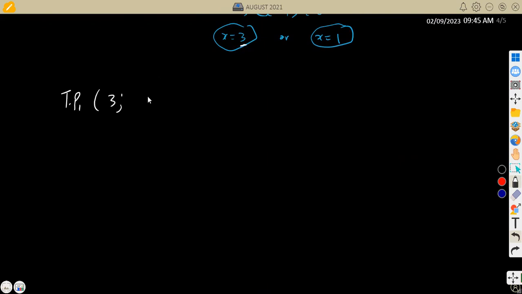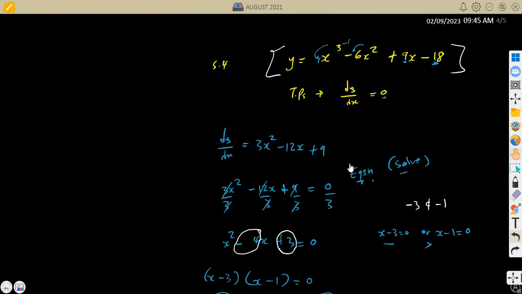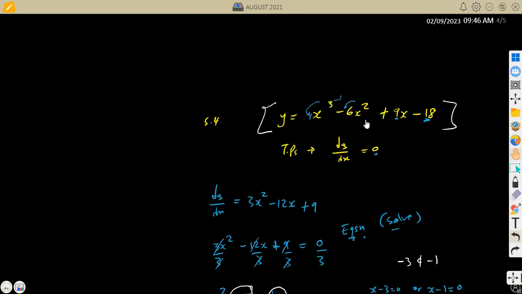I don't know which one you are going to use, so I'm going to start with 3. Then the second turning point is where x is equal to 1, and then we find the equivalent value of y. In this case, we are going to substitute back into the original equation where x is equal to 3. In place of x here, you are going to substitute 3.